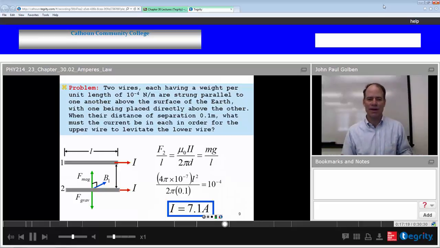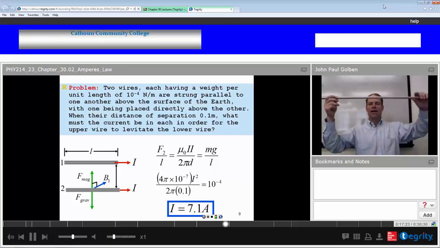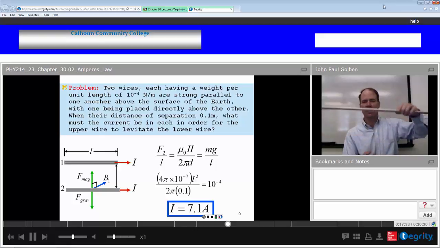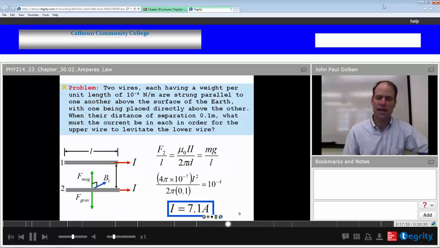I could do better if I actually had my fixed wire on the bottom and had a wire sitting on it from top and in equilibrium by repulsion that way. That would be a more stable equilibrium. I could push it one way or the other, and it would pretty much stay near that point.